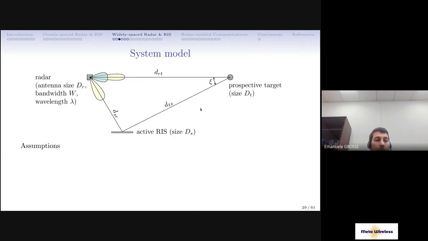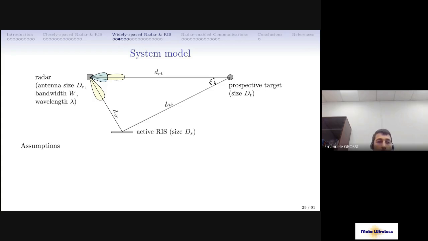So, let us now take a better look at the system model. The radar antenna size is denoted as DR. We could consider the size of all the involved antennas at the radar, one at the transmitter side and two at the receiver side, but here, just to simplify the exposition, DR is just the largest antenna size. The signal emitted by the radar has a wavelength lambda and a bandwidth W. The distances are denoted with the letter D, and a subscript is added to differentiate among the different links. In particular, RT stands for radar to target, TS for target to surface, and SR from surface to radar.